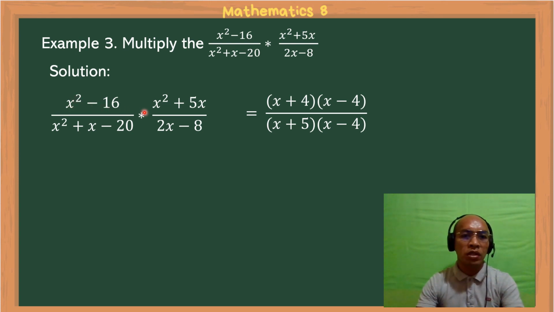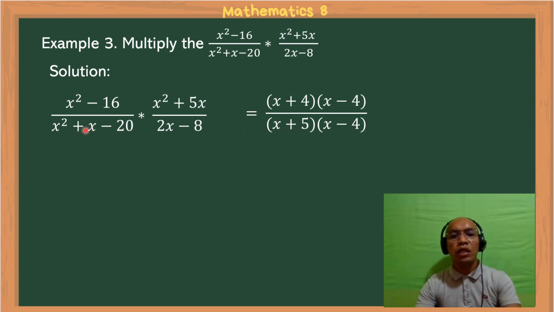For x squared minus 16, this can be factored by just getting the square root of x squared, so that is x. Square root of 16, that is positive 4. Copy the same two terms, but change the sign from positive to negative. Over, our denominator is a quadratic trinomial. So the factors of x squared are x and x. This is negative 20. So what are those two numbers such that the product is 20, but their difference is 1? That is 5 and 4. 5 is positive because the coefficient of the middle term is positive 1, and 4 is negative.